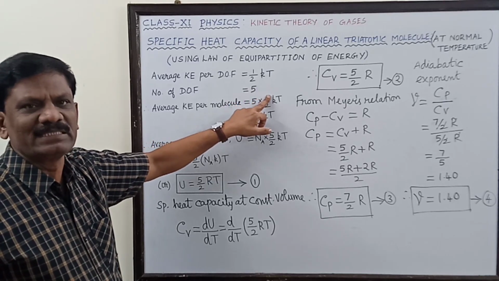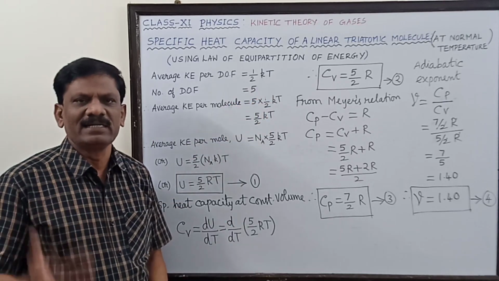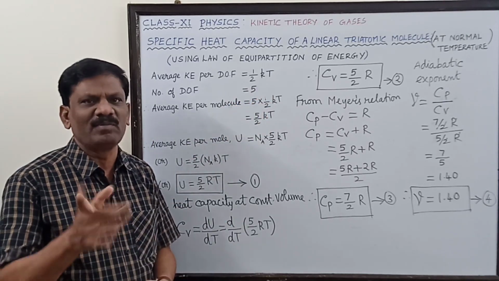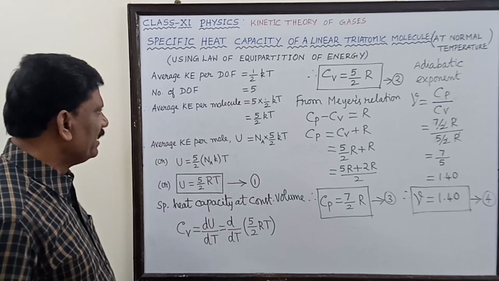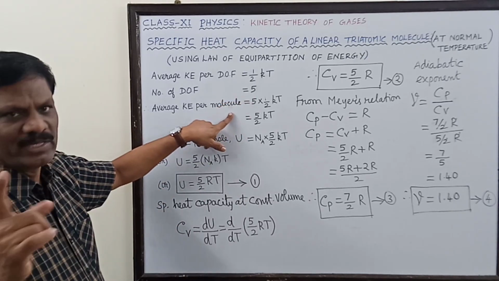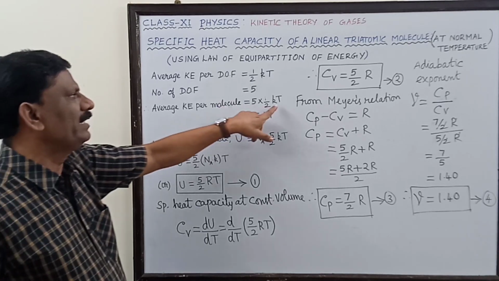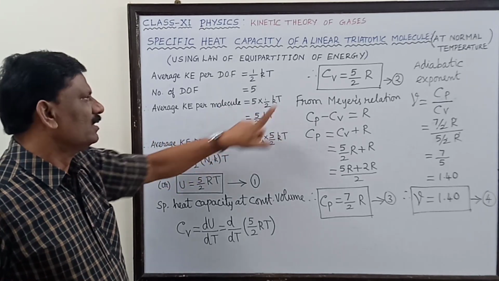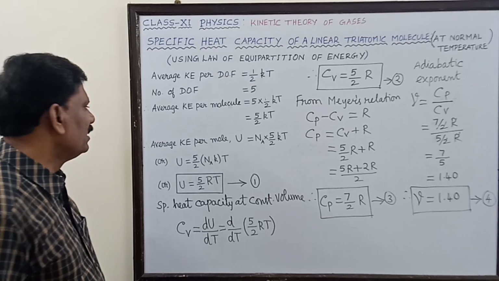At normal temperature, both a diatomic as well as a triatomic linear molecule will have the same number of degrees of freedom. So the average kinetic energy per molecule is 5 degrees of freedom multiplied by half kT. So it is 5 by 2 kT.